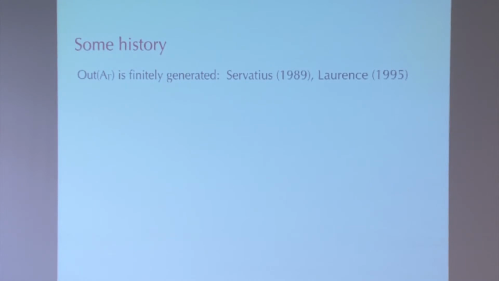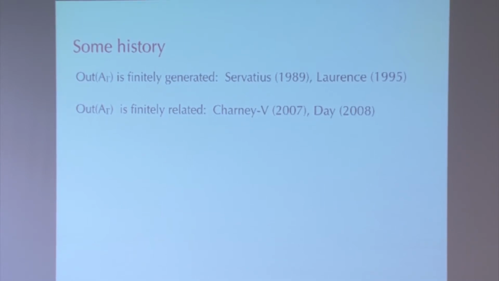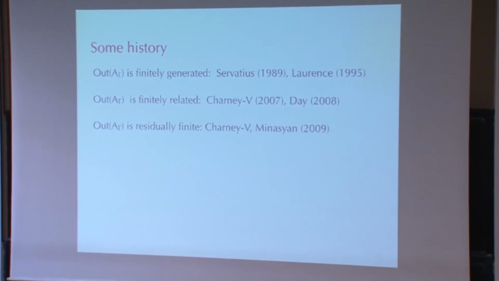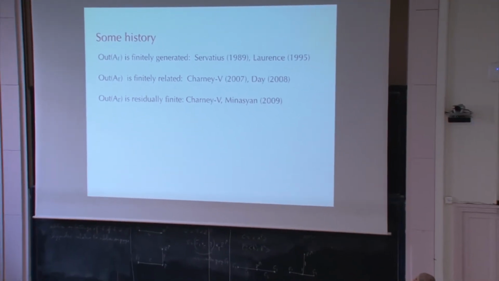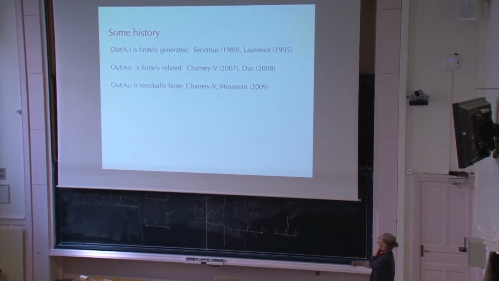Servatius conjectured a group of generators, and Laurent proved that they were generators in 1995. So it's a finitely generated group always, and in fact, it's always also finitely related. Ruth Charney and I did that for a lot of groups, and Day did that for all of them. The outer automorphism group is residually finite. Both Charney and I and Manassian proved that.